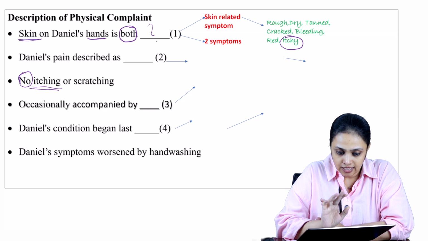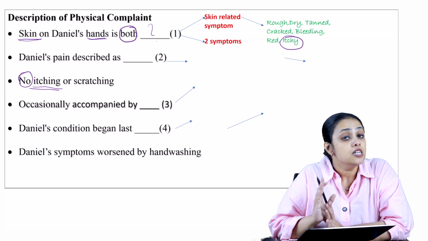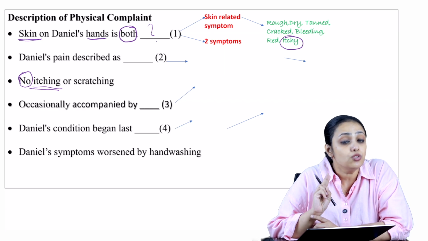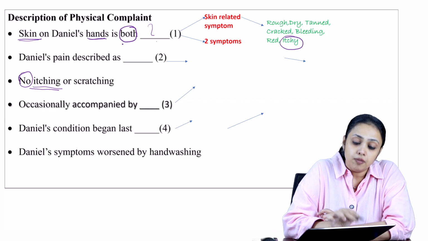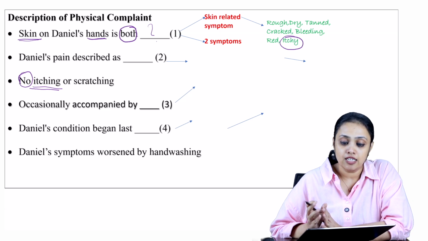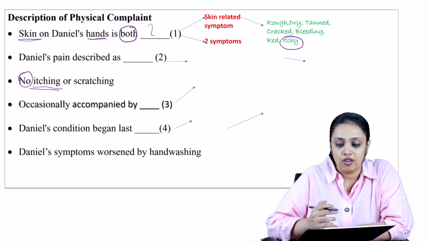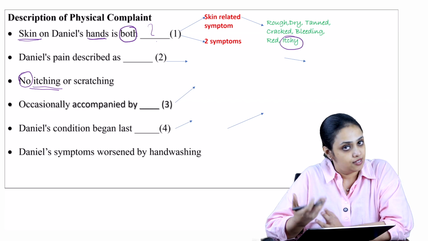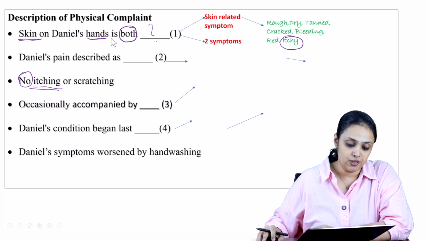So the one thing that you need to understand is that you'll be hearing skin related symptoms and you have to listen to two symptoms because the word both is mentioned here. So it can be something like skin on Daniel's hand is both rough and dry, or cracked and bleeding, or rough and cracked. We don't know what we might hear in the audio.